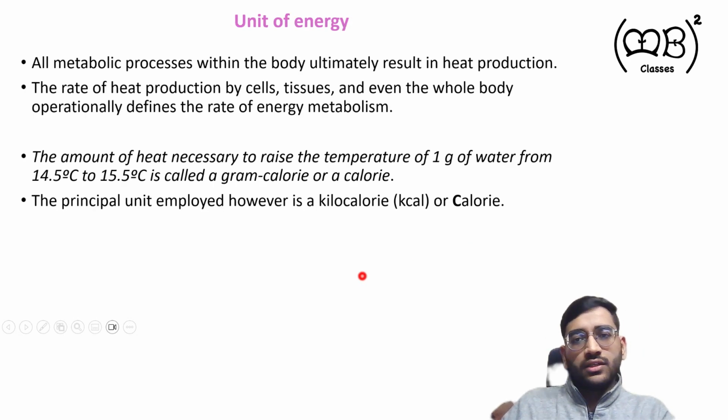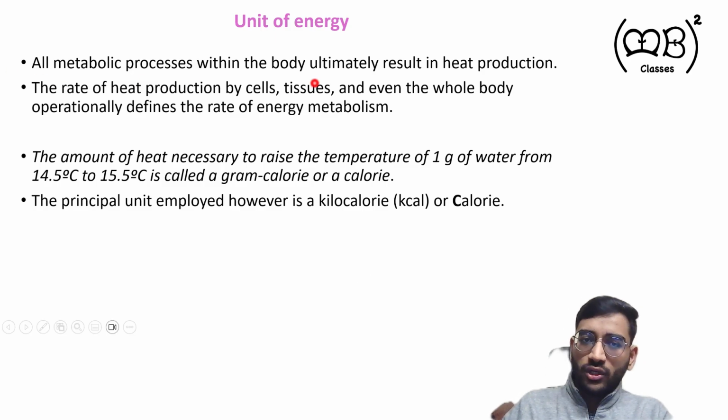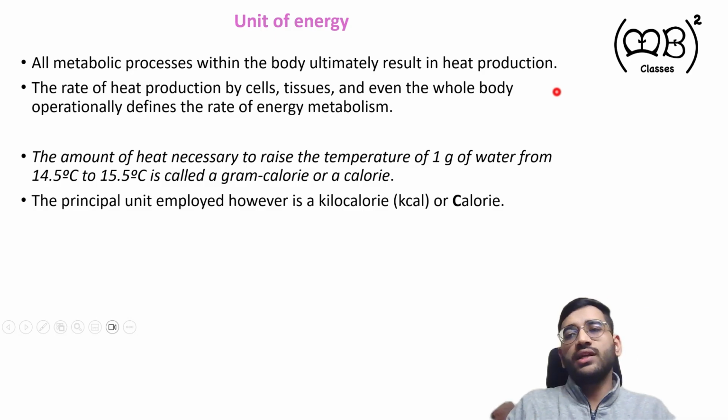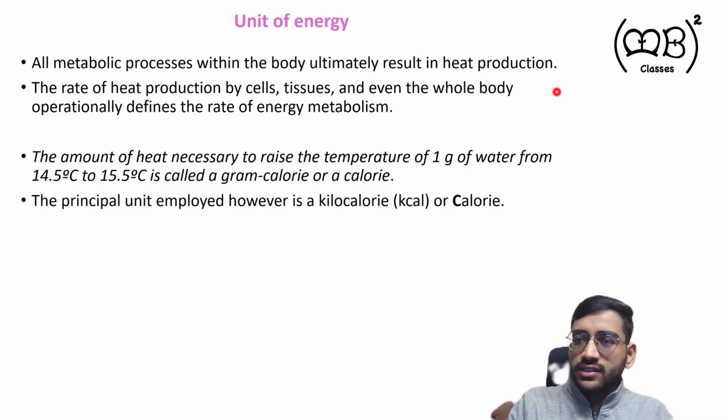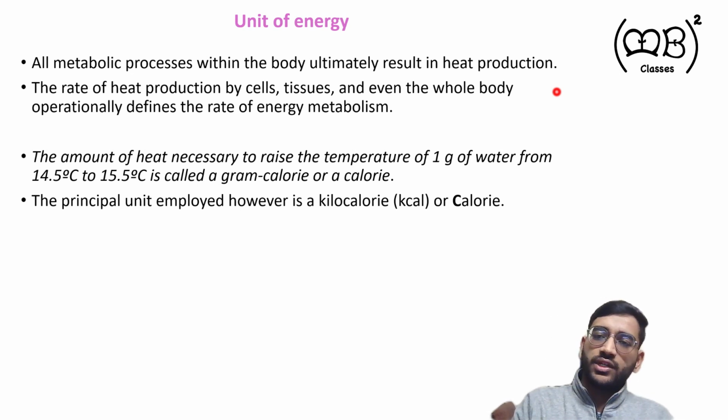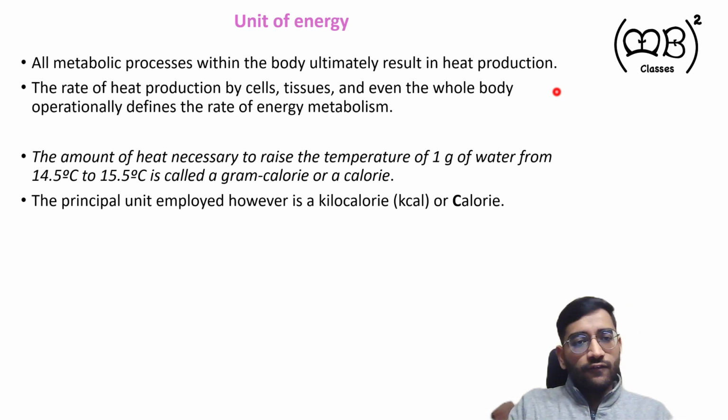The unit of energy is the calorie, which is also the unit of heat, because all the metabolic processes within the body ultimately result in heat production. So the unit of heat is also utilized as the unit of energy. The amount of heat necessary to raise the temperature of 1 gram of water from 14.5 degrees Celsius to 15.5 degrees Celsius is called a gram calorie, or simply a calorie, written with a small c. This is very important.